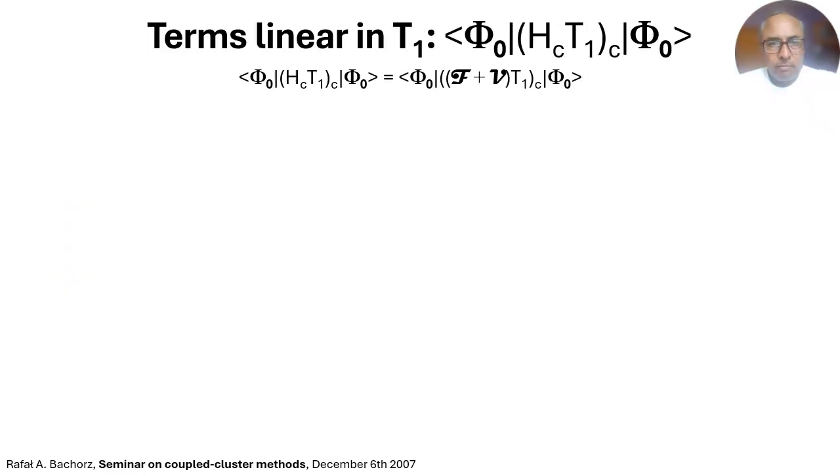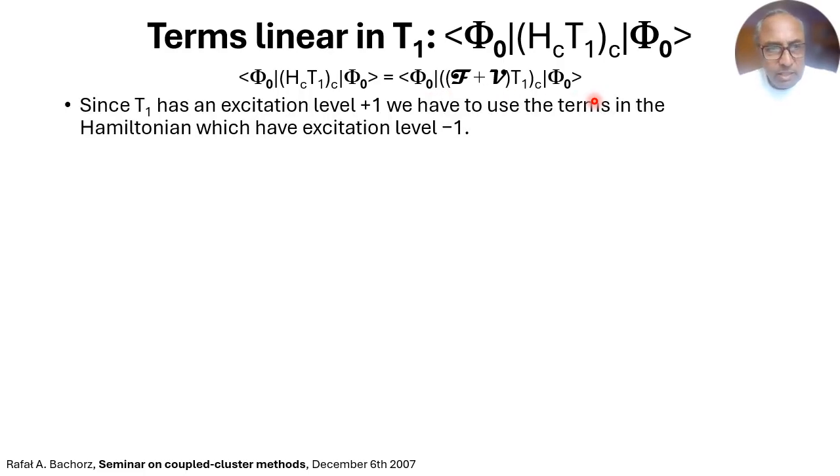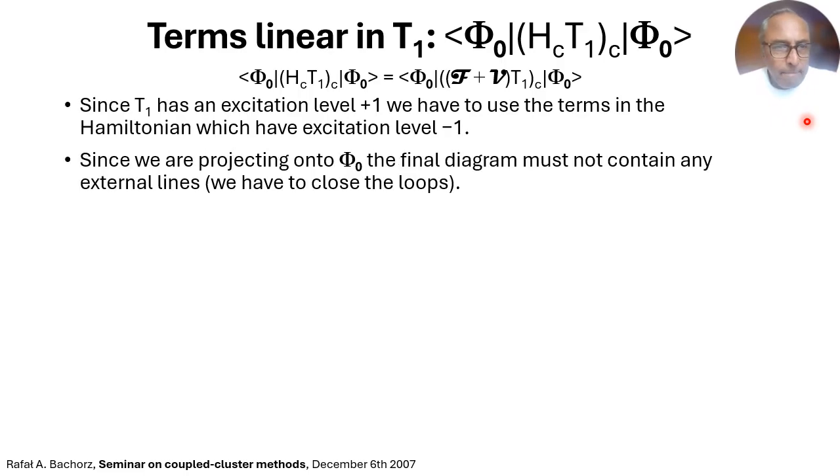We first evaluate the terms linear in T1, that is bra phi 0 connected part of HcT1 phi 0 ket, which is equal to bra phi 0 connected part of F plus V times T1 phi 0 ket. Since T1 has an excitation level plus 1, we have to use the terms in the Hamiltonian which have excitation level minus 1. Since we are projecting onto phi 0, the Hartree-Fock ground state, the final diagram must not contain any external lines.